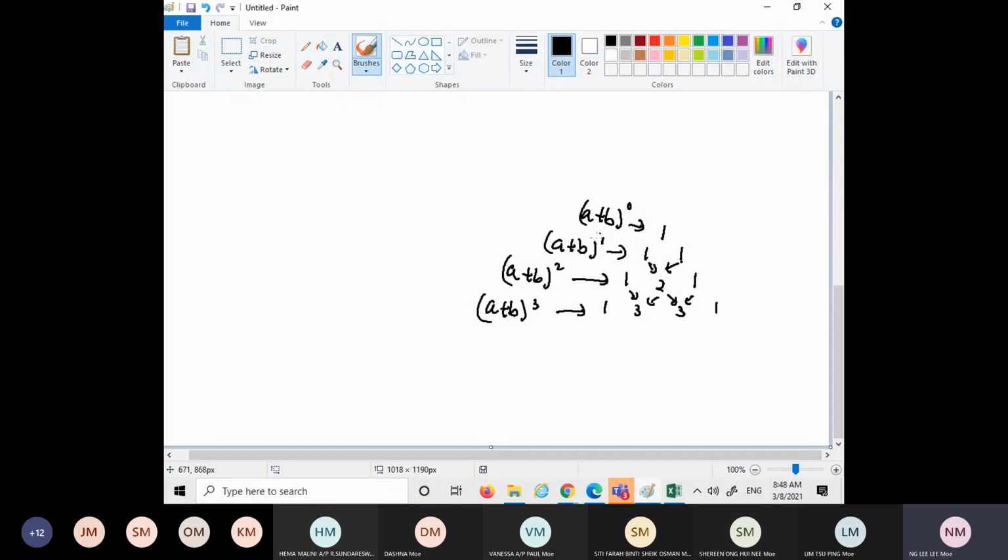Anything power 0 you get 1, so it's 1. Power 1 means you don't have to write anything, so this one actually will give you a plus b. The 1 1 means the numbers here. So what is this? This square, no problem for you to expand. Shortcut way.